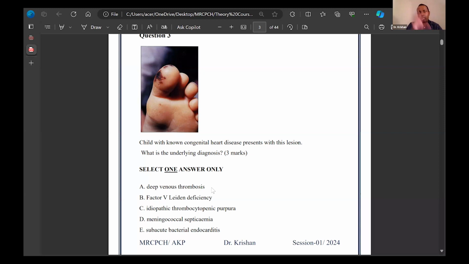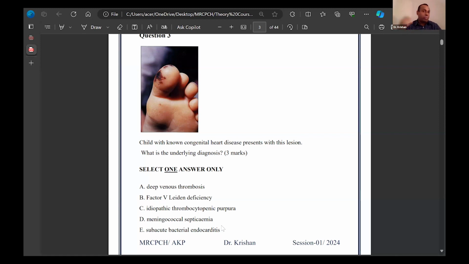Deep vein thrombosis will present with leg edema. There could be associated calf tenderness. That is the type of scenario they will present. Factor 5 Leiden disease can cause thrombosis in children. There are some other causes of thrombosis in children like protein S deficiency and protein C deficiency. They can present with thrombosis, cerebrovascular accidents, hemiplegia.